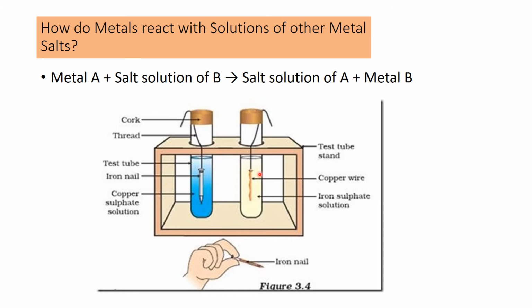If you see this test tube, in this test tube iron sulfate solution is taken and in that a copper wire is inserted, and you leave it for some time. Even then, afterward you will find that no reaction happens. Why? Because copper is less reactive than iron.